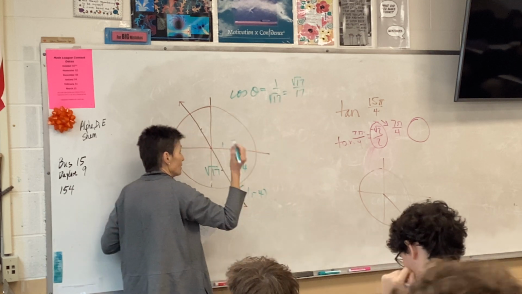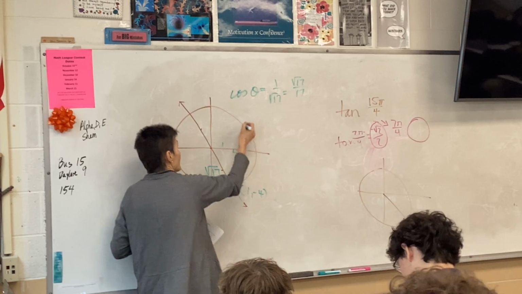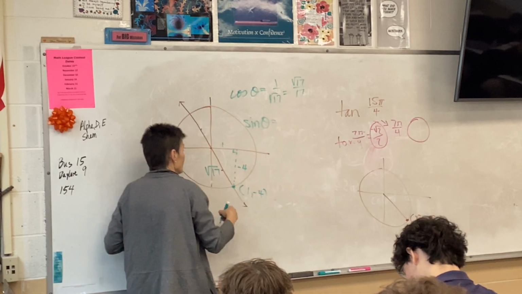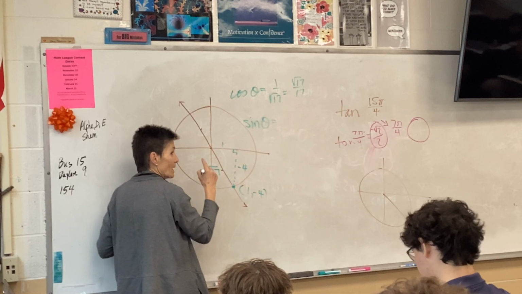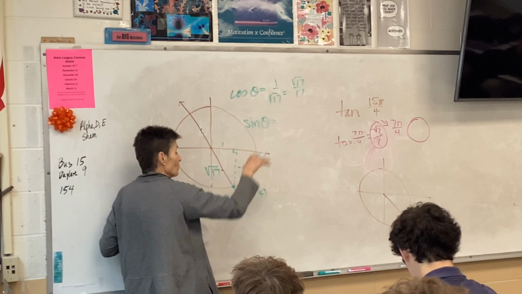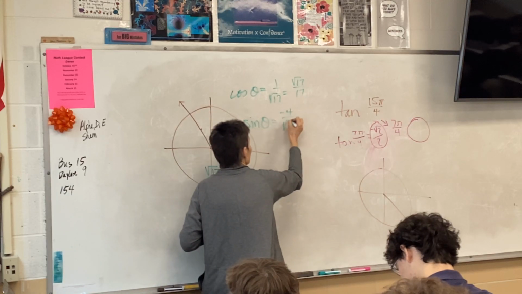I'm still not clear on the rules for rationalizing. Okay? I'm not going to mark it wrong anyway. But be prepared to rationalize if somebody ever answers my question. I mean, somebody who knows. So sine would be negative 4 over root 17.